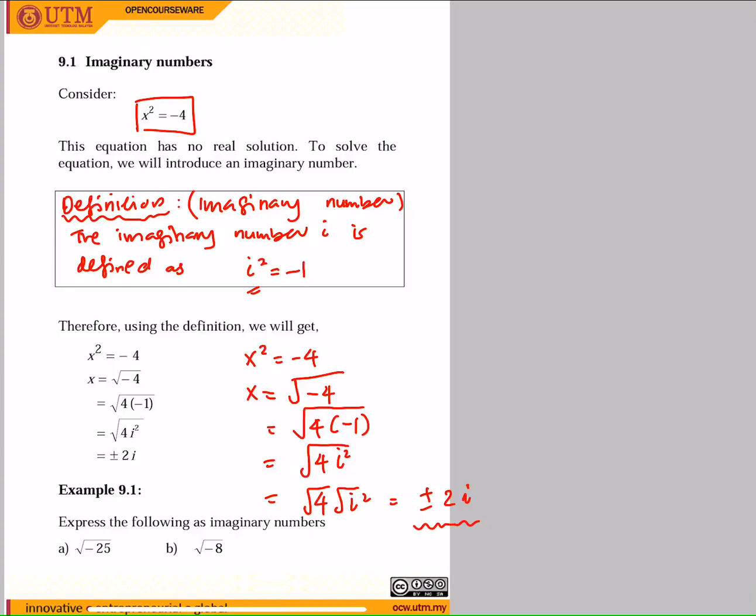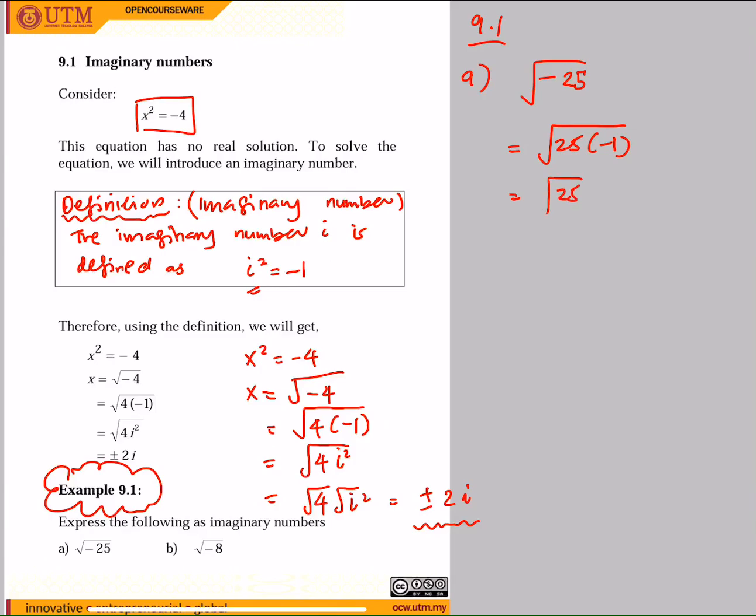Now let's look at example 9.1. We want to express the following as an imaginary number. First, the square root of minus 25. Again, we separate it into 25 and minus 1. We know that minus 1 is i squared, so the square root of 25 is 5 and the square root of i squared is i. So this will be our answer.